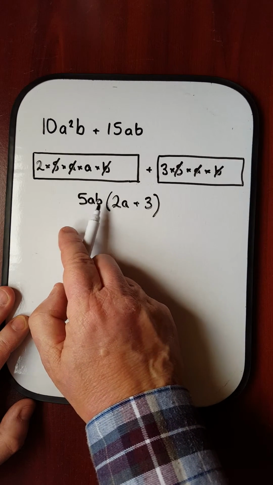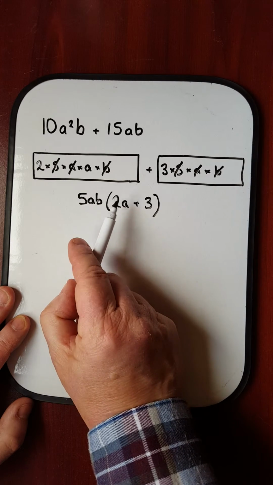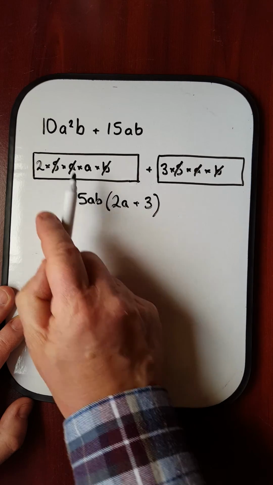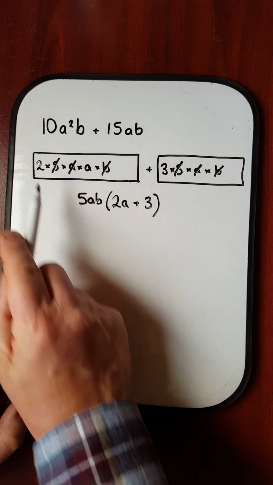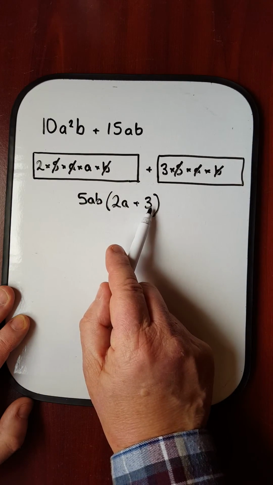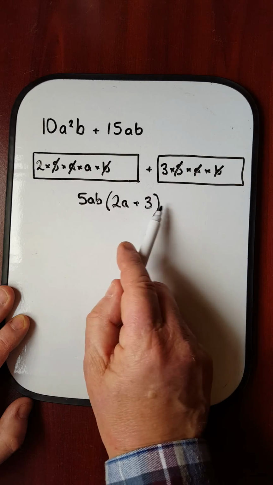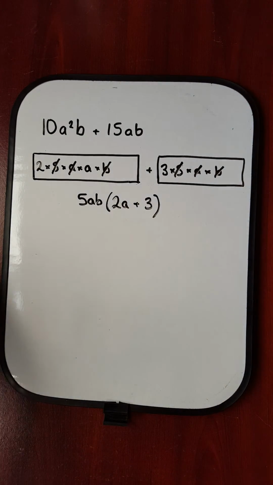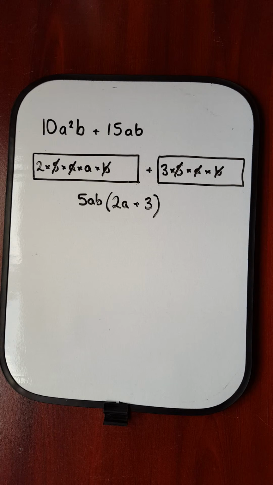5 lots of ab times 2a, 5 2s are 10, a times a is a squared, and then the b is on its own, 10a squared b. On the other side, 5 3s are 15, ab, there's nothing else to multiply those by, so it remains there. That's factorising at a fairly straightforward level.